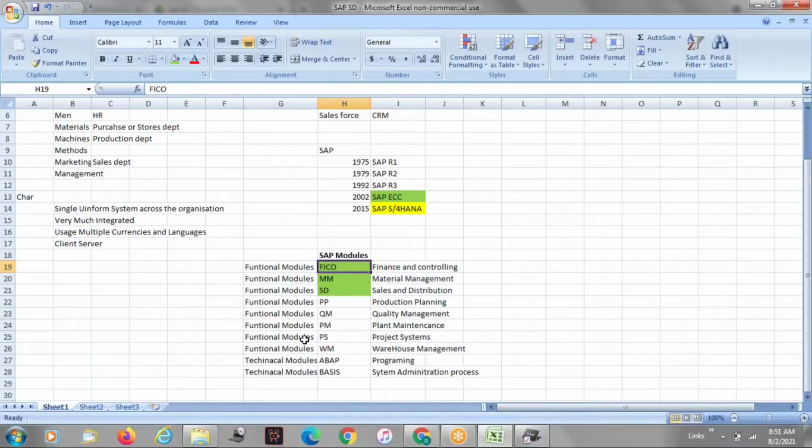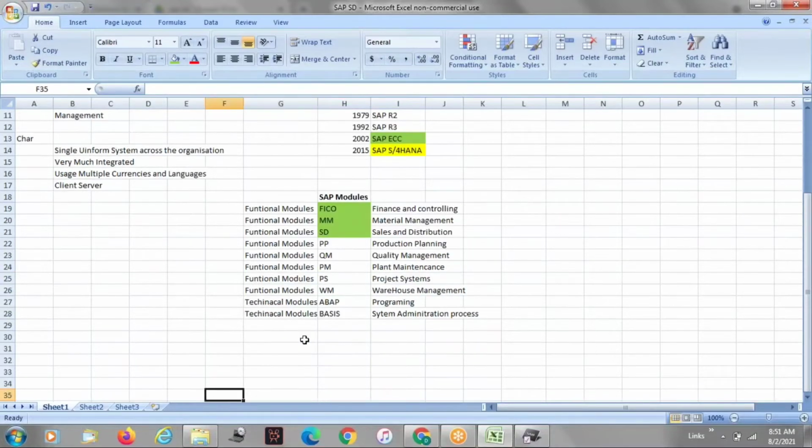So now, for you to start with an SD process, I will quickly give an overview of how an SD flow comes. Tomorrow I will also have a presentation with me, and we can check that. But as of now, let's just understand the different flows that we will have in terms of SD.